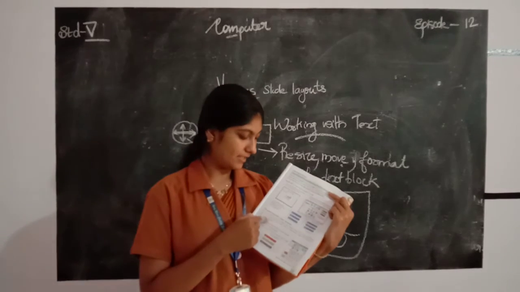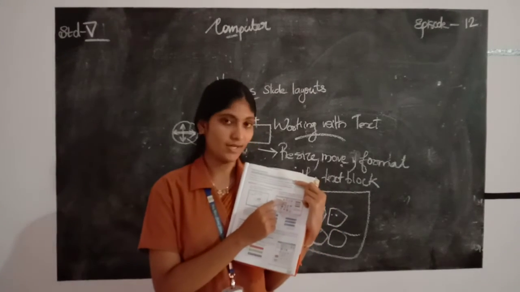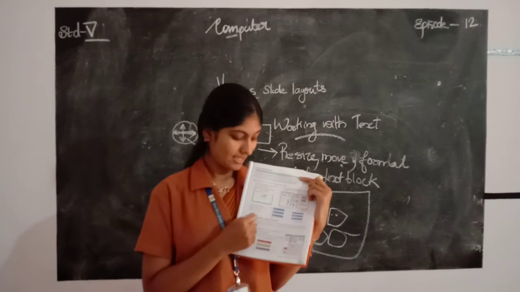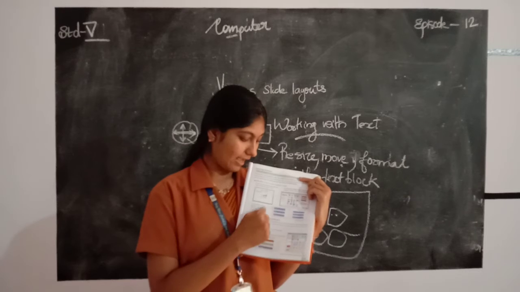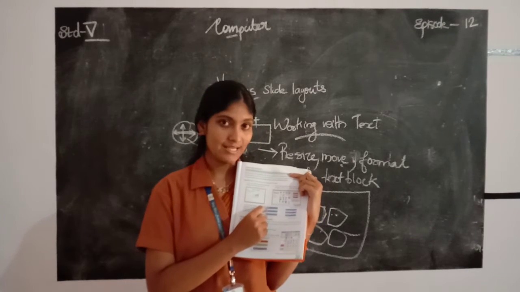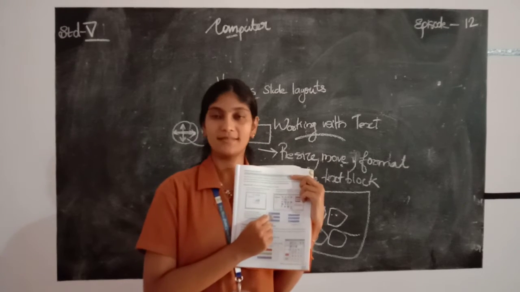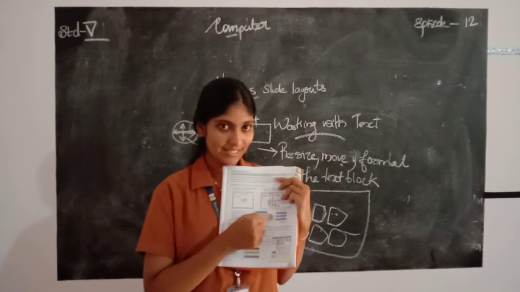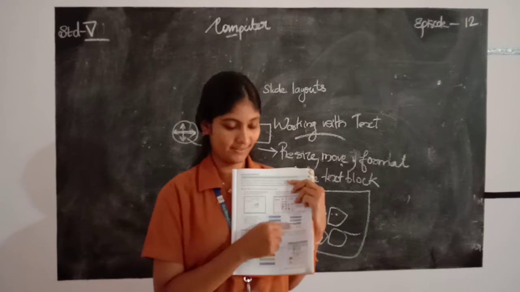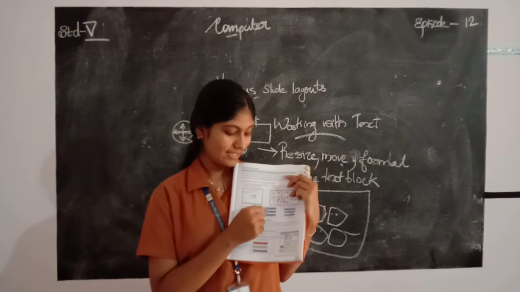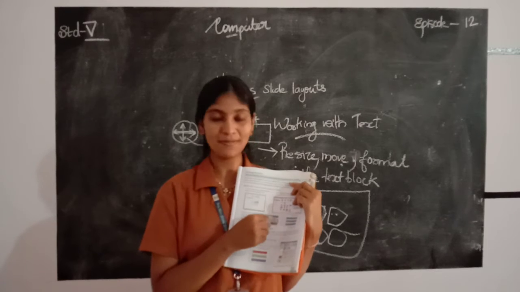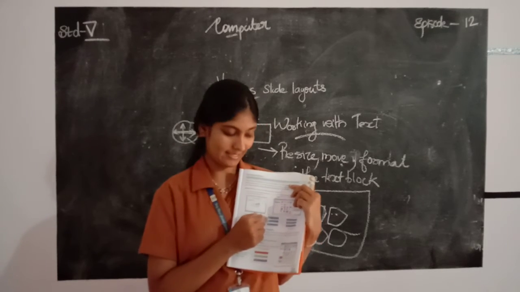For example, if you select the first one, then you can type the content in that smart art. Here we can add the text in the smart art placeholder. So look at this, here is the place where we have to enter the text.